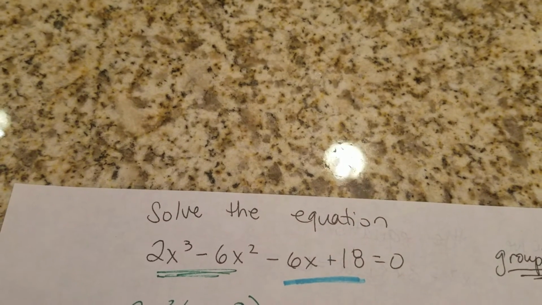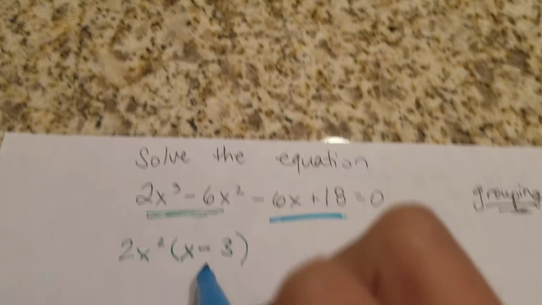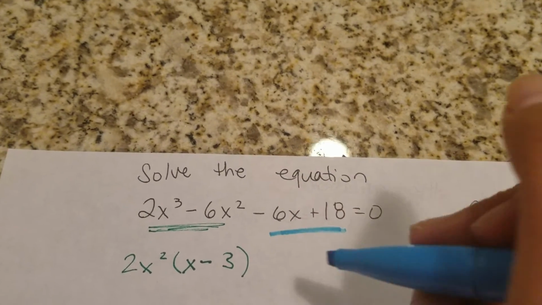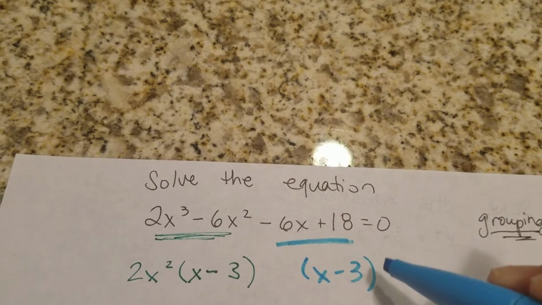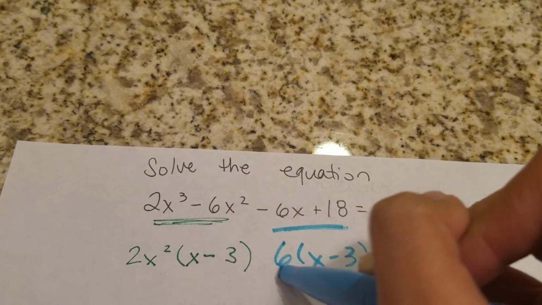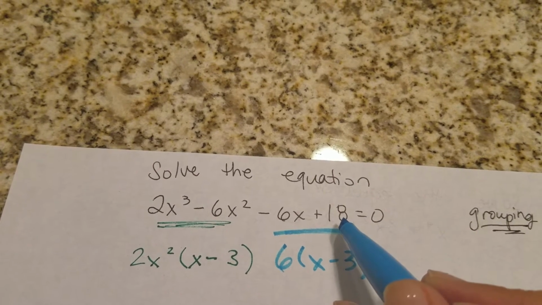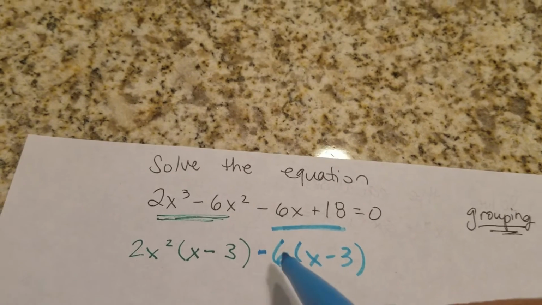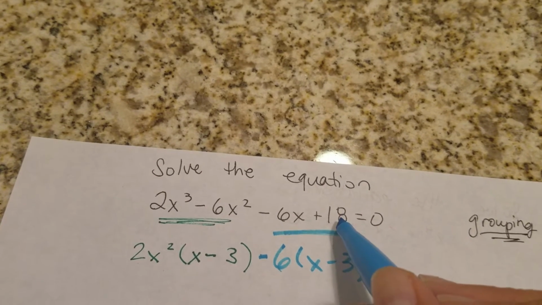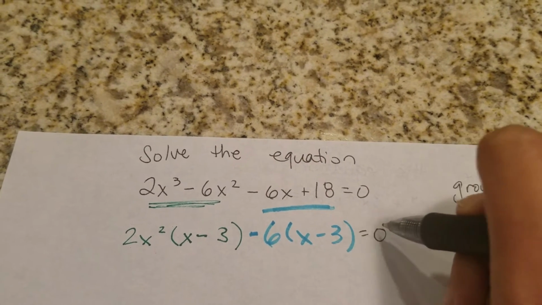Then I look at the blue. Knowing I also want to get this same thing inside right here, this 2x minus 3. What can I factor then? Well, that would be a 6. 6 times x is 6x. 6 times negative 3 is negative 18. So that must mean I make this negative 6. Negative 6 times negative 3 is positive 18. All of it is still equal to 0.